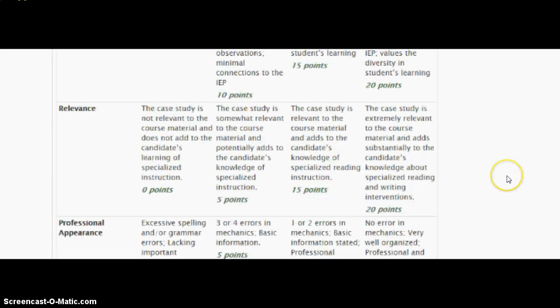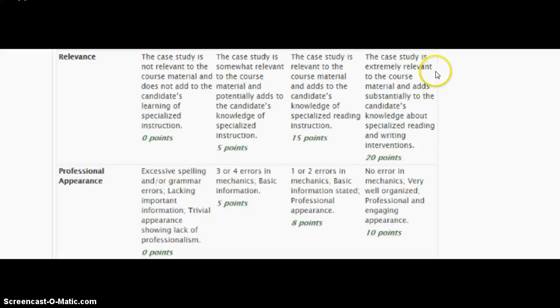Then relevance. Your case study needs to be extremely relevant to the course material, and this is where you will tie your textbook knowledge in. What have you learned through your readings and through our sessions together about specialized reading and writing interventions that could really help this student? Maybe it's one of the programs that we learned about that you think could really boost this student's understanding because of the methodology that's used in that particular reading program.